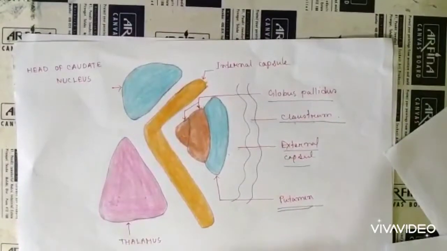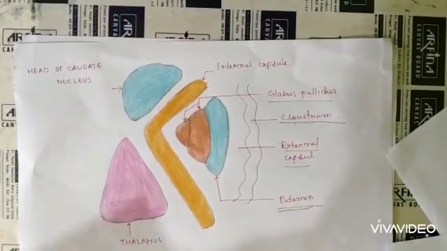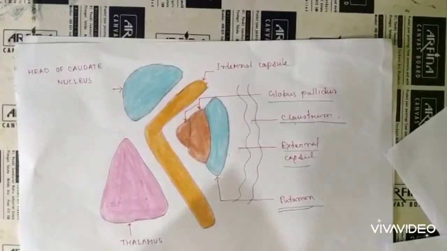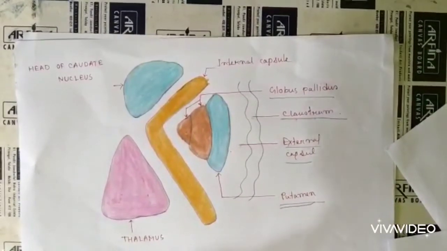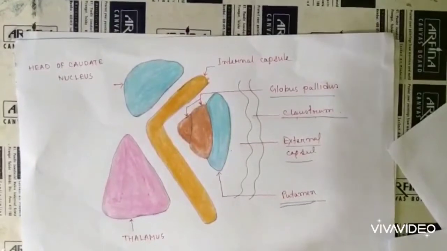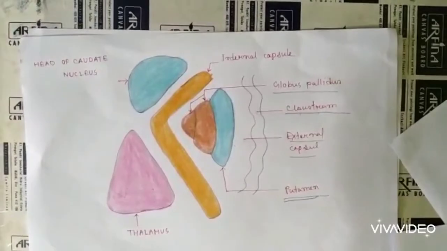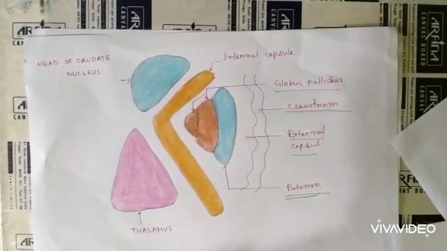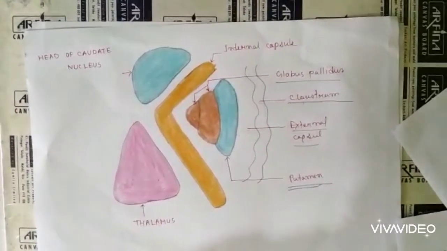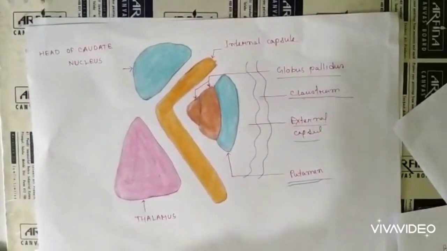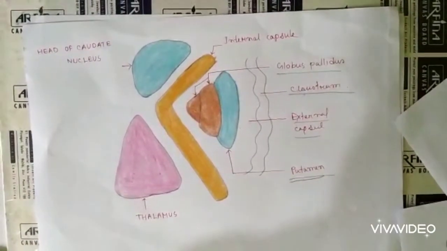Then comes the last part, the function of basal ganglia. The basal ganglia control voluntary motor activity, regulate voluntary and conscious movement, and also regulate subconscious movement. They also control muscle tone and reflex muscular activity. These are the functions of basal ganglia.